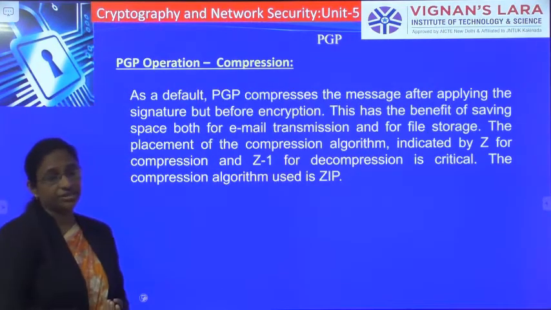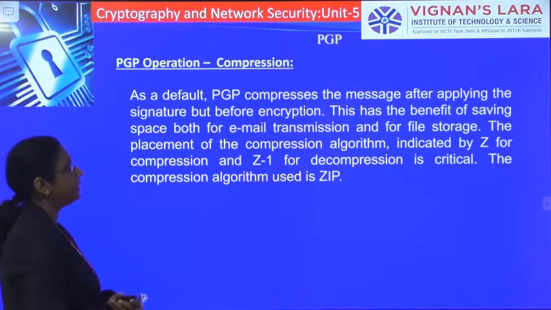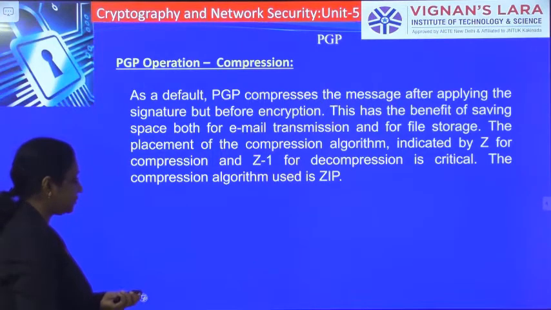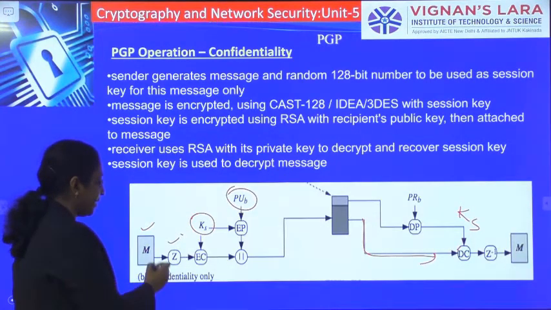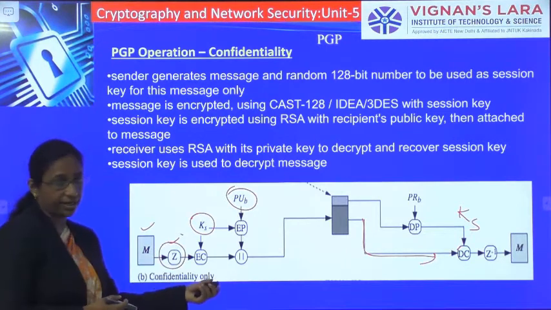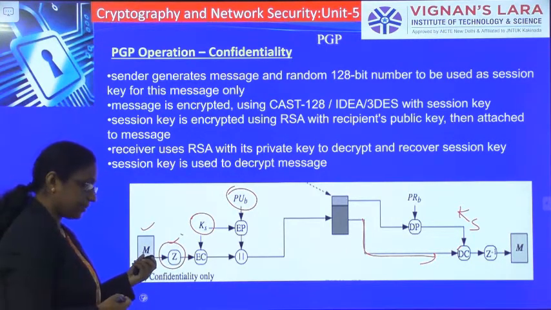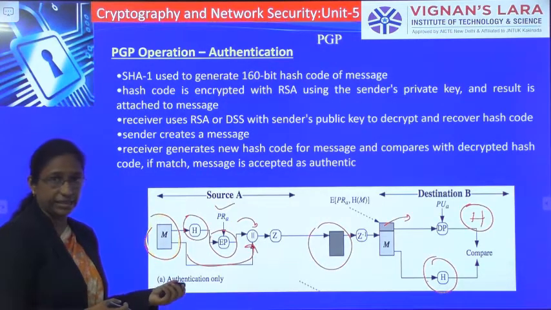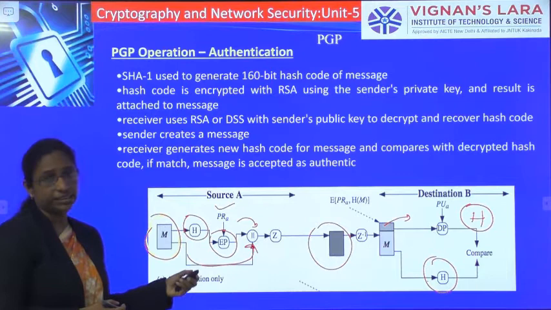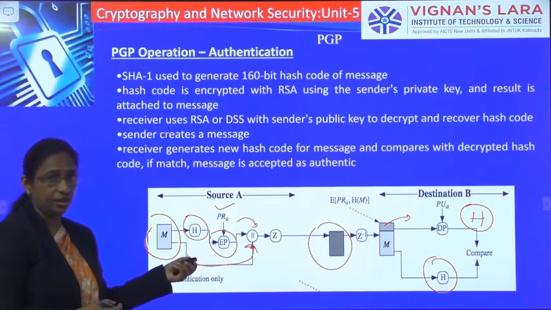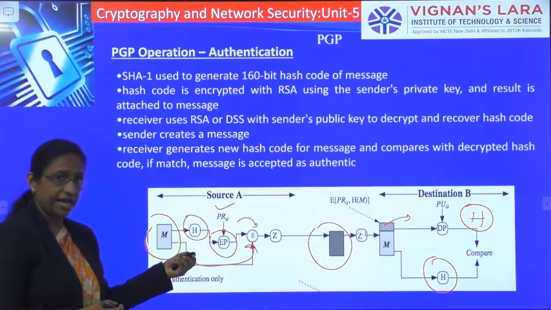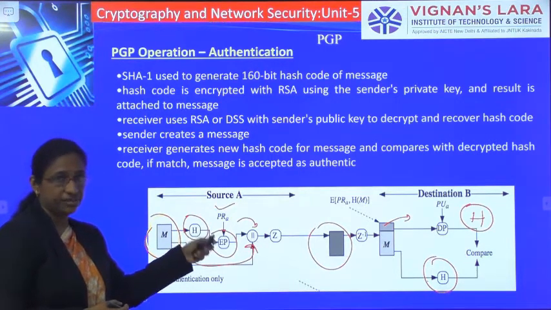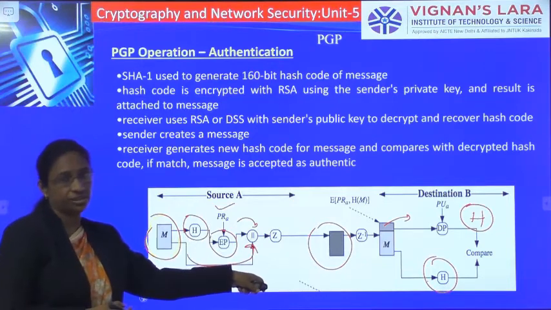The third functionality provided by PGP is compression. Already we have seen it in previous slides. If it is confidentiality, compression is done before encryption only. If it is authentication, we first generate the signature by generating the hash value. Here the hash value itself is a signature. The signature is first appended to the message and then compression is done.